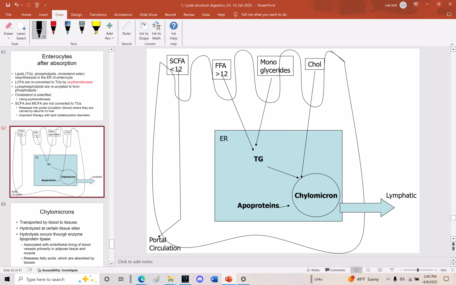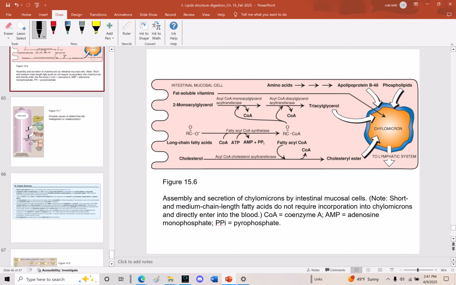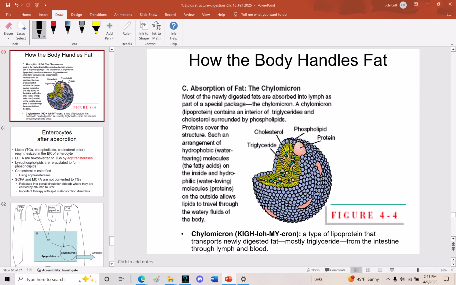The chylomicron is a lipoprotein that looks like this. It's like a phospholipid membrane. And then inside here is all these great lipids that are going to be transported in this lipoprotein. So this is the chylomicron. You notice that cholesterol is in here, triglycerides are in here. There might be other stuff in here like vitamin E.